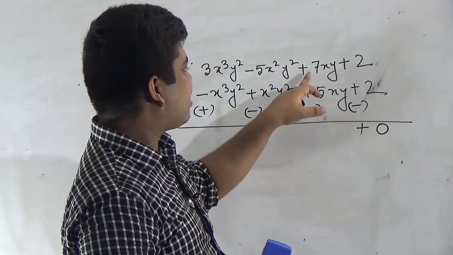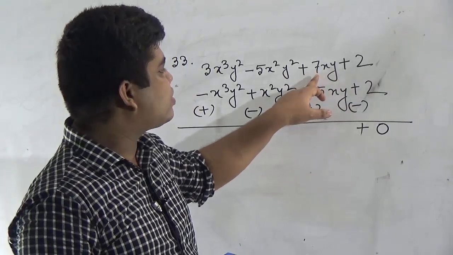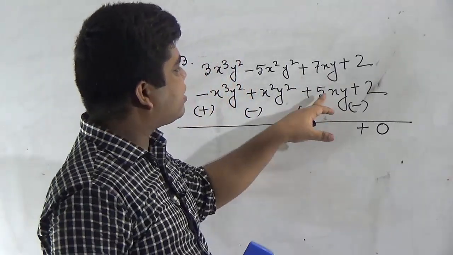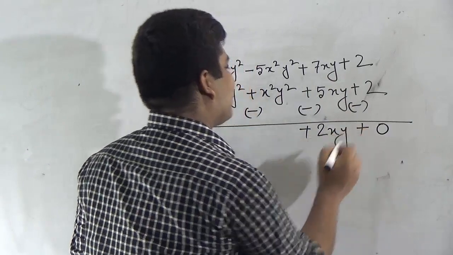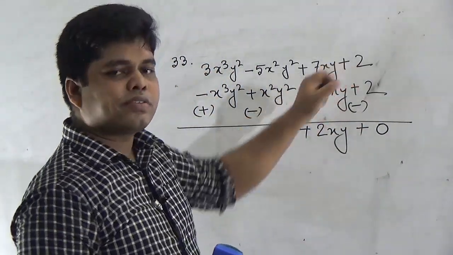Here 5xy is minus and 7xy is plus. As 7 is the largest number, 7 carries a plus sign and this sign is here. If we subtract 5 from 7, then we get 2 and this xy is here. I hope you have understood how to subtract 5xy from 7xy.